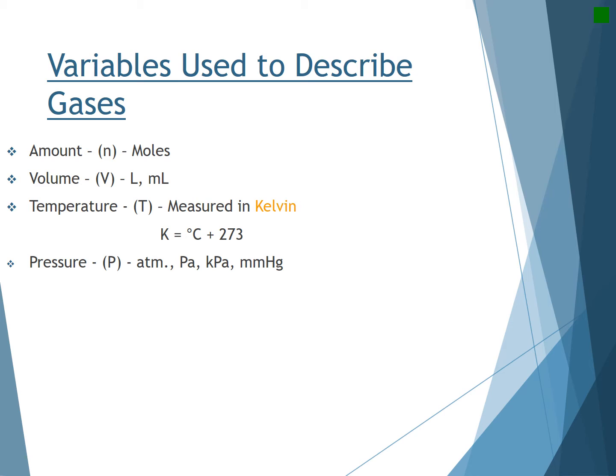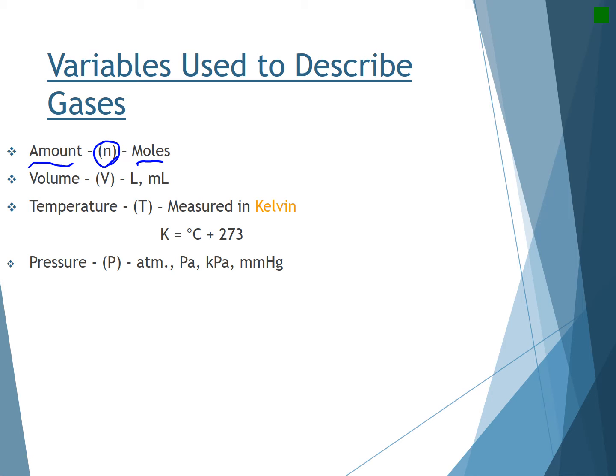All right, the variables that we're going to be using in this unit are these four. Amount. The amount in this class is moles, and I know it's weird, but it's abbreviated in the formula as n. Little m would be meters. If it was italicized, it would be molality. If it was capitalized, it would be molarity. So in this class, moles is abbreviated as n.